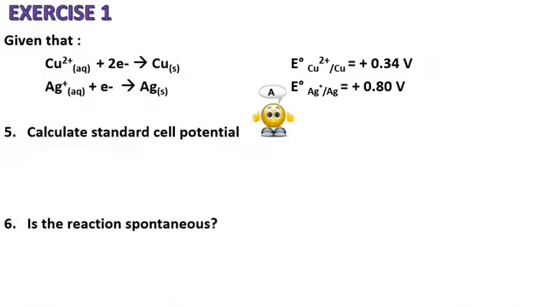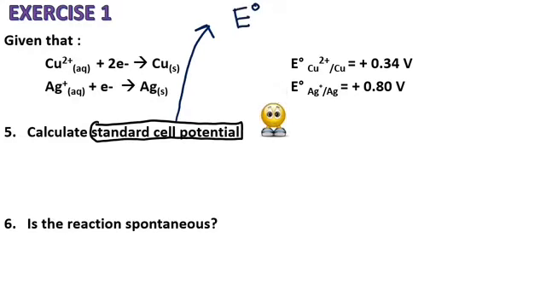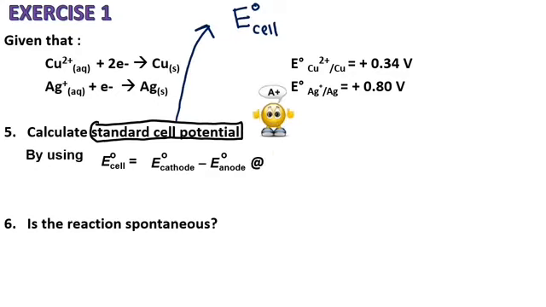Seterusnya, nombor 5, calculate the standard cell potential. So, what is the symbol for the standard cell potential? The symbol is standard, mesti gunakan not. Cell potential, symbol dia E and then cell. Ini symbol for the standard cell potential. So, what is the formula for the E not cell ataupun standard cell potential? The formula is equals to E not cathode minus E not anode. Itu formula dia.